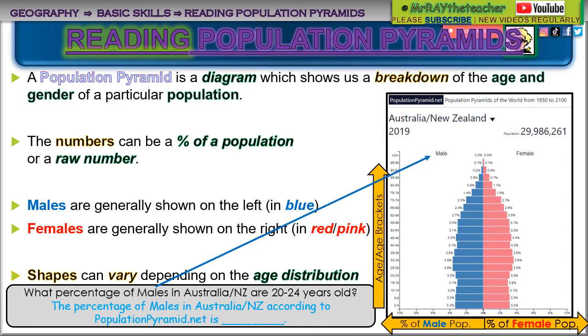And here we go. How to find it. So first of all, look at the males section. So I've put it in the box. And look at the age bracket. So we're looking at 20 to 24 years old. And there you go. There's your answer. 3.3%.